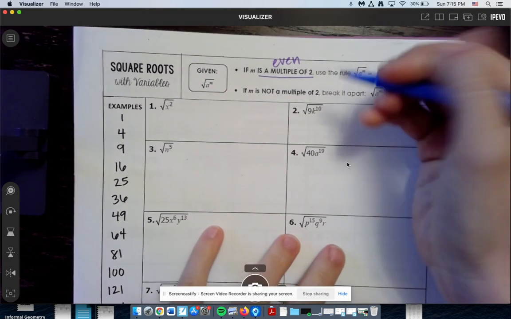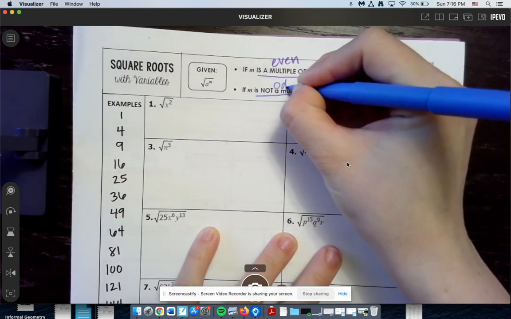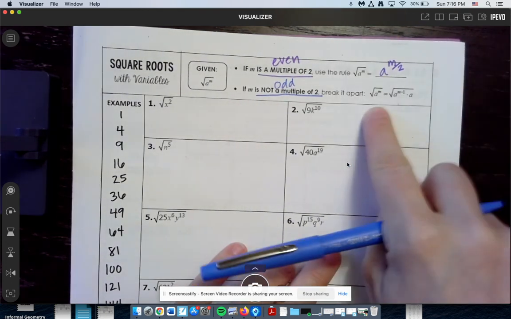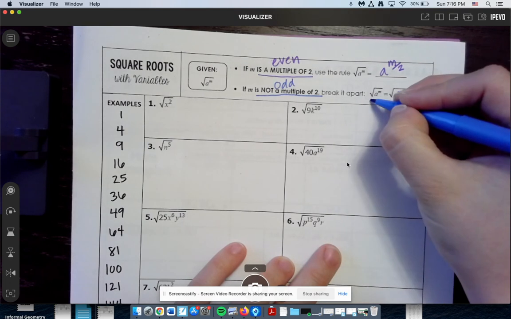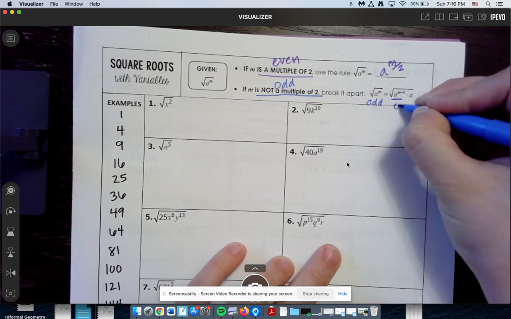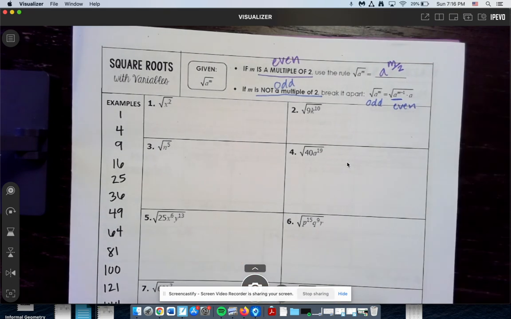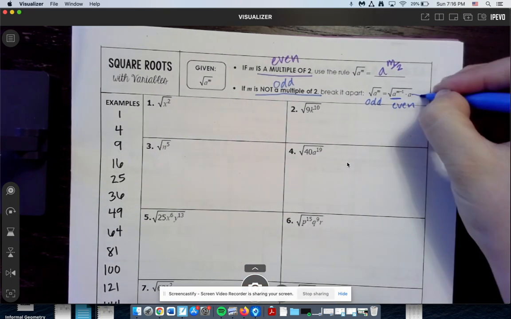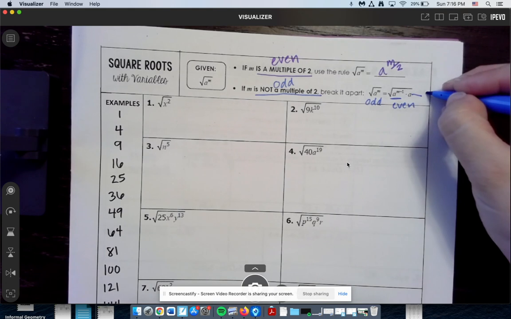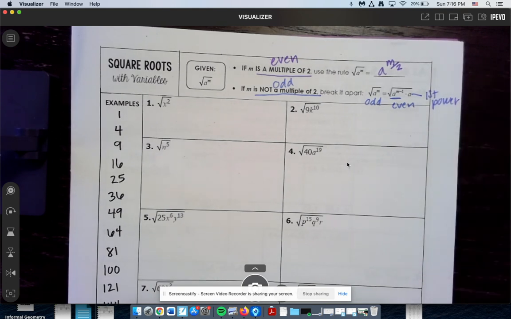If m is not a multiple of 2, meaning it's an odd number, we break it apart. So if this is an odd number, we make it even, and then we have a leftover 1. We take m minus 1, so we end up with an even number, and then we have 1a left over, which would be like to the first power. We'll talk about what this means. It's kind of goofy at first, but I think you guys will get the hang of it.